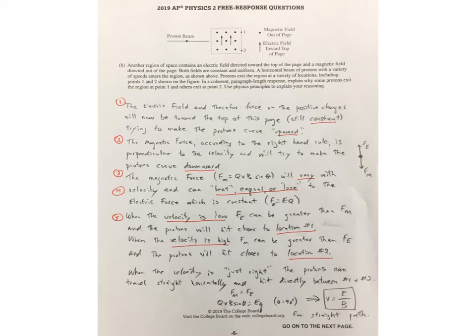So I've stated that. And then to make the connection that when the velocity is low, the electric force will be greater. Probably could have said the magnetic force will be low, would have been a better way to say it. And therefore, the particles will hit closer to location 1. And when the velocity is high, the magnetic force will be greater. That's the better way to say it. Connect the velocity to the magnetic force. And then the downward force is greater than the upward force, so it will hit closer to location 3.